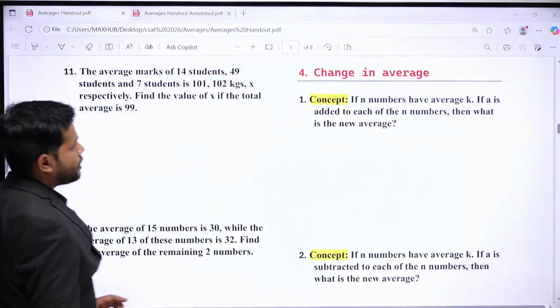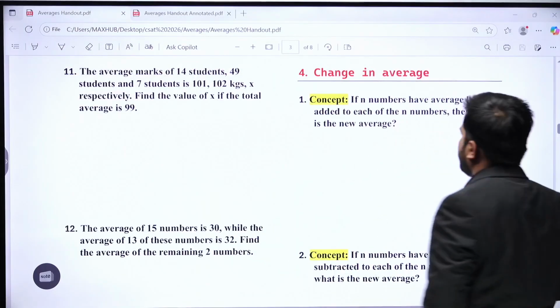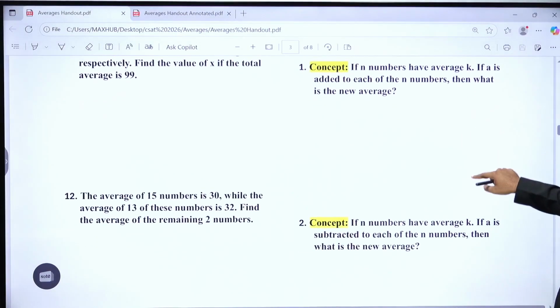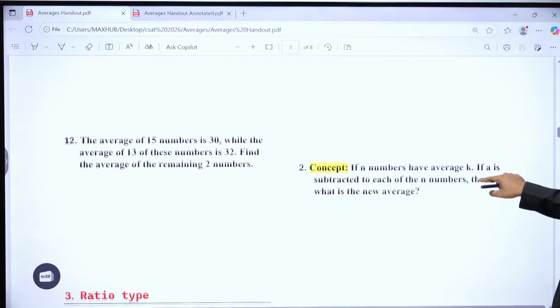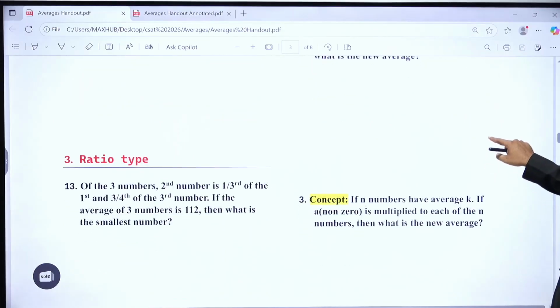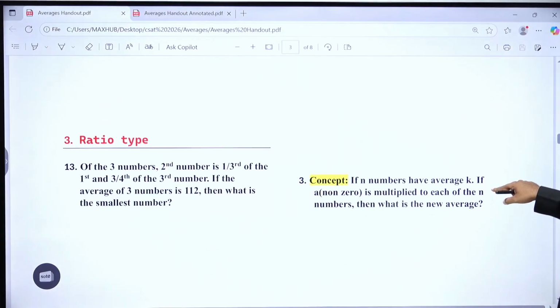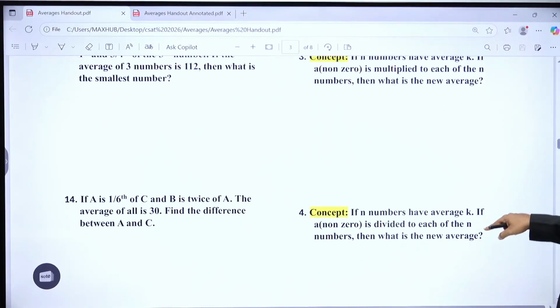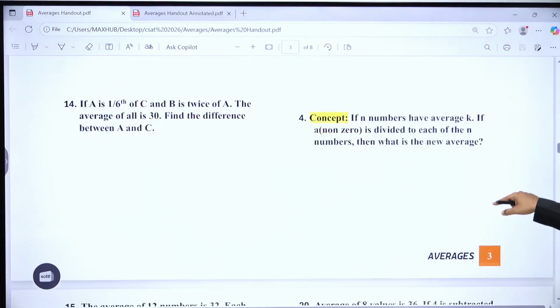Let us come back here. If n numbers have average k, if a is added to each of the n numbers, then what is the new average? You can do it. If n numbers have average k, if it is subtracted from each of the n numbers, then what is the new average? If n numbers have average k, if a non-zero is multiplied to each of the n numbers, then what is the new average? We have done all this. If n numbers have average k, if a non-zero is divided to each of the n numbers, then what is the new average? Is it clear?